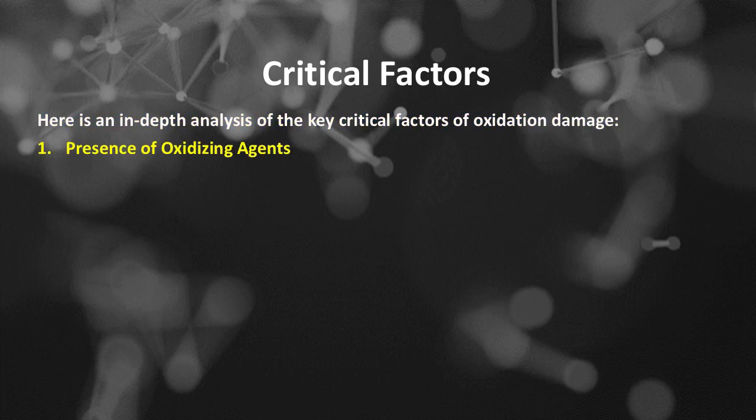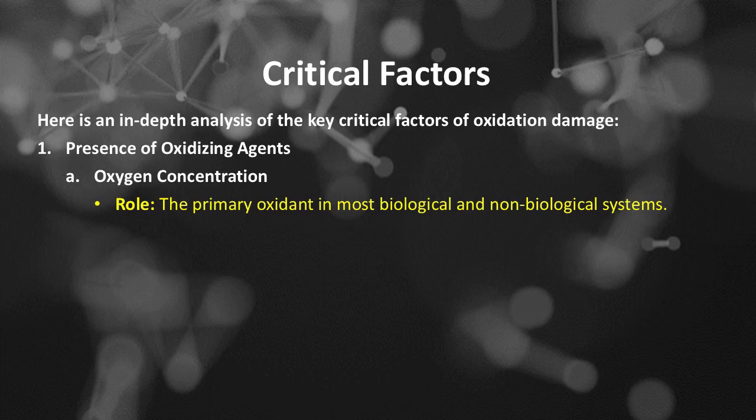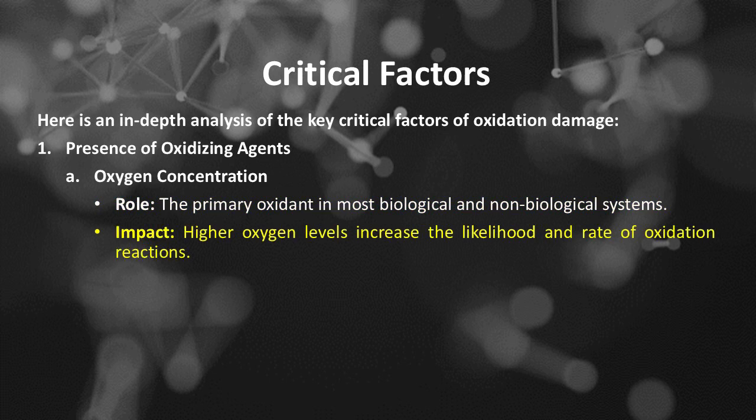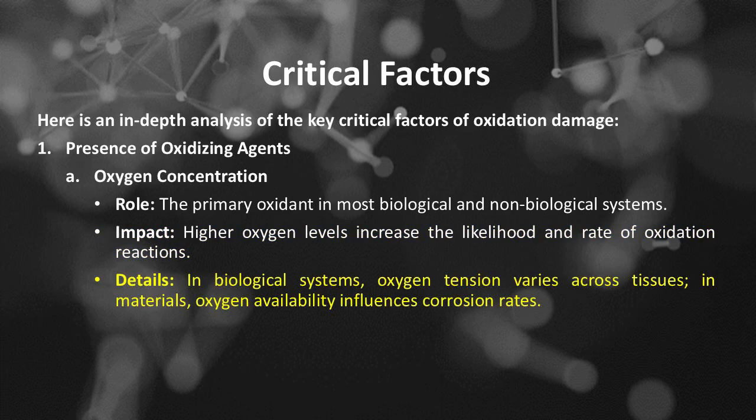Number 1 is presence of oxidizing agents. Number A is oxygen concentration. Role: the primary oxidant in most biological and non-biological systems. Impact: higher oxygen levels increase the likelihood and rate of oxidation reactions. Details: in biological systems, oxygen tension varies across tissues; in materials, oxygen availability influences corrosion rates.